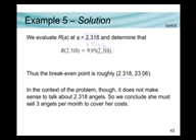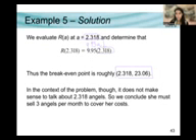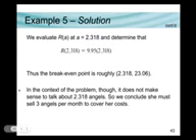Any questions at all on how we found these values? Alrighty. So moving on then.